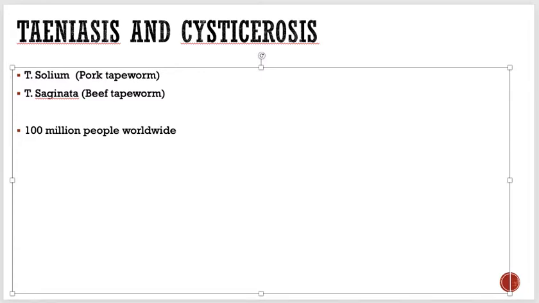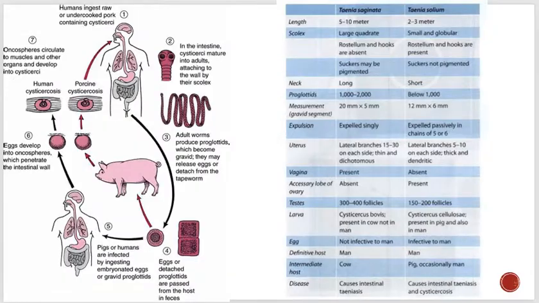the difference between Taenia solium and Taenia saginata. If you can see over here, this is Taenia saginata, this is Taenia solium. The length of saginata is quite longer than solium, and I told you the scolex is large in one and small in the other. The hooks are absent in this one, the hooks are present in this one. This difference is not so important: the suckers may be pigmented or not pigmented. Neck is long, neck is short, and the Mehlis' glands are absent, and it is expelled singly or passively in chains of 5 or 6. So this is how they are present, like in the vagina, present and absent, and accessory lobe of ovary, absent, present. So many differences are there, of course, as you can see over here.